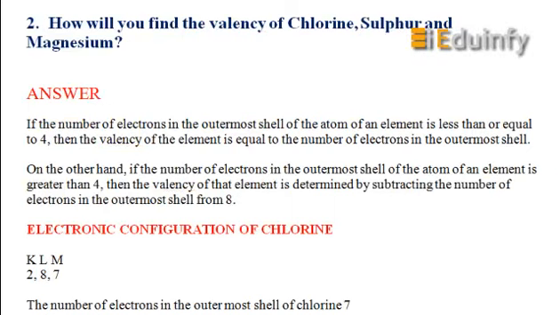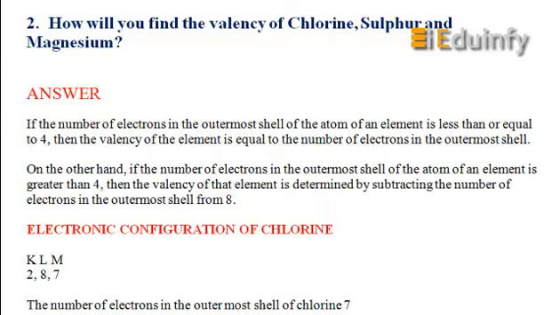Next question. How will you find the valency of chlorine, sulfur and magnesium? If the number of electrons in the outermost shell of an atom of an element is less than or equal to 4, then the valency of the element is equal to the number of electrons in the outermost shell. Means outermost shell has less than or equal to 4 electrons, then the valency of the element will be equal to number of electrons. On the other hand, if the electrons in the outermost shell are greater than 4, then the valency of element will be determined by subtracting the number of electrons.